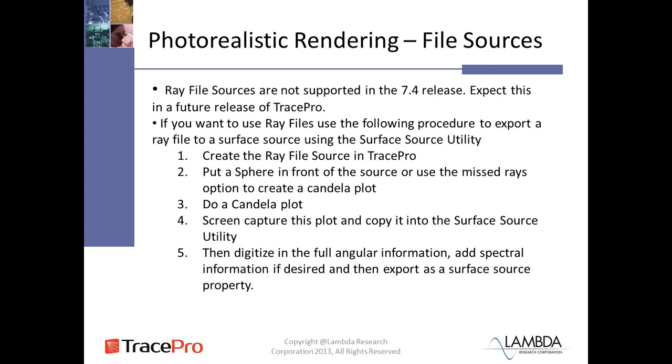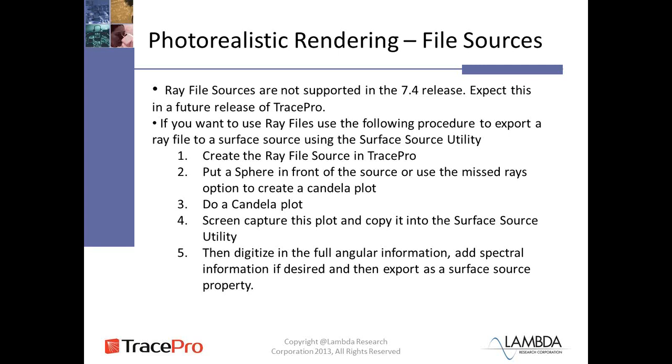And once again, there's 5 steps. The first thing you want to do is define the RAW file source in TracePro. So you're going to want to bring in your file source in whatever format it is, as long as it's TracePro acceptable. And you have 2 options for the second part here. You can put a sphere in front of the source or use the missed rays option to create a candela plot. Once you've set up the sphere or you've selected in the candela options to use missed rays, you just do a candela plot. And you're going to see a very nice angle over time. If you want to have an asymmetric plot, or I should say several azimuths, make sure you specify those in the Candela options as well.